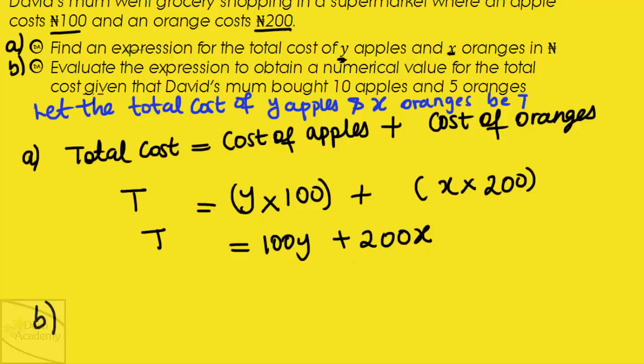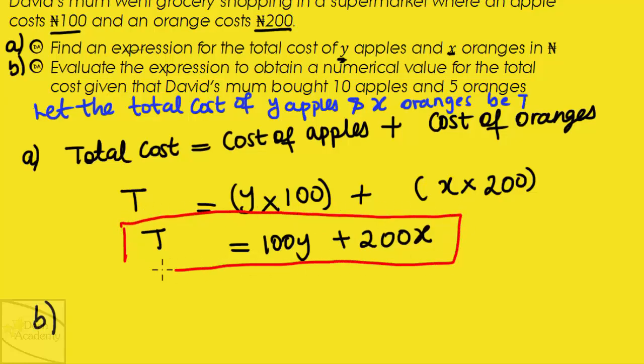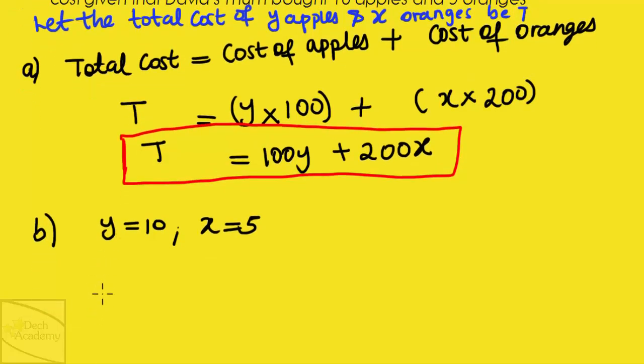Now for B, it says evaluate the expression we obtained. So this is the expression here, an algebraic expression involving symbols T, X, and Y. Now it says evaluate the expression to obtain a numerical value, so one number, for the total cost, given that David's mom bought 10 apples, so given that Y is 10, and 5 oranges, given that X is 5. Remember, X is the number of oranges, Y is the number of apples. So if Y is 10 and X is 5, what's the total cost?